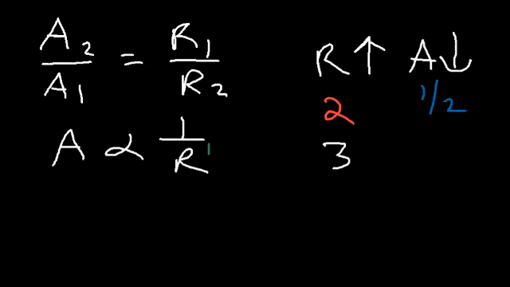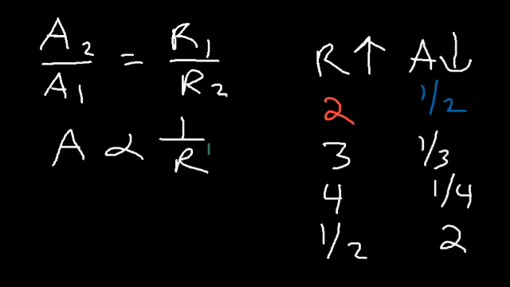So if we triple the distance, the amplitude will decrease by a factor of 3. If we quadruple the distance, it's going to decrease by a factor of 4. If we cut the distance in half, the amplitude will double. If we reduce it to 1/3 of its original value, the amplitude will triple. So make sure you understand that. So now let's work on some problems.